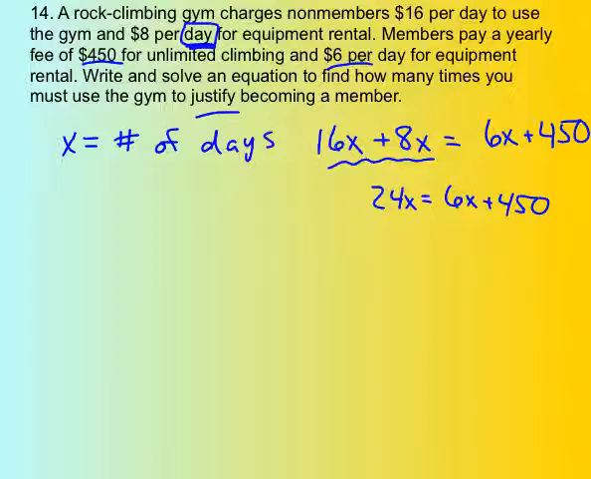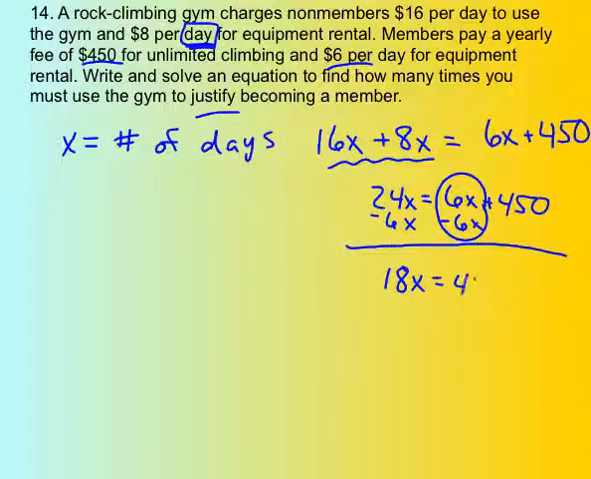Okay, so I got to combine the 16 and 8 because they were on the same side of the equals. Now I got to move the x to the left. All right, cross that off. 24 minus 6 is 18x equals 450. Now I divide by 18. Divide by 18. X equals, that becomes a 1. And that is 25.